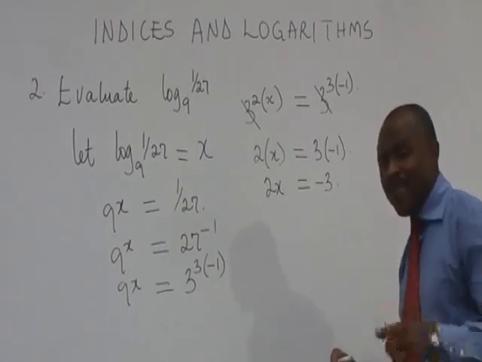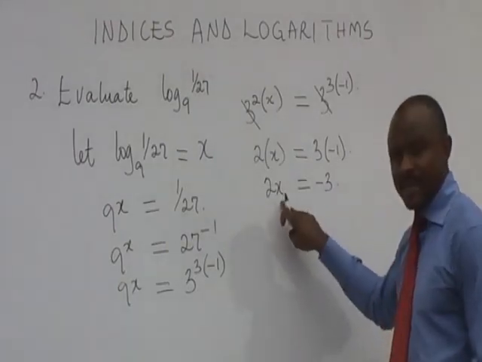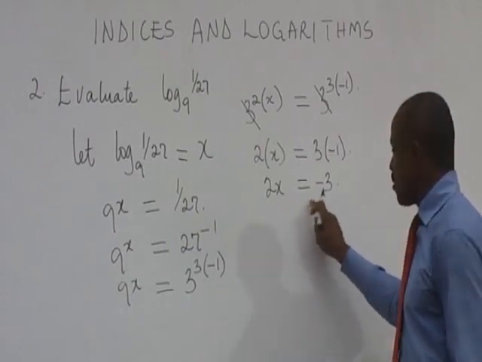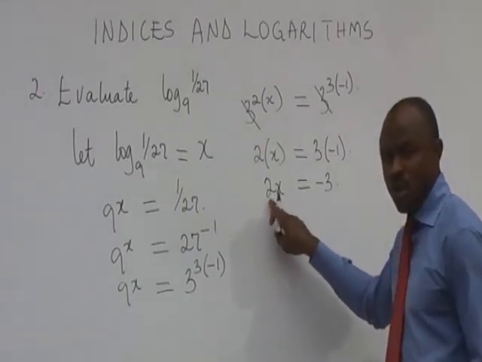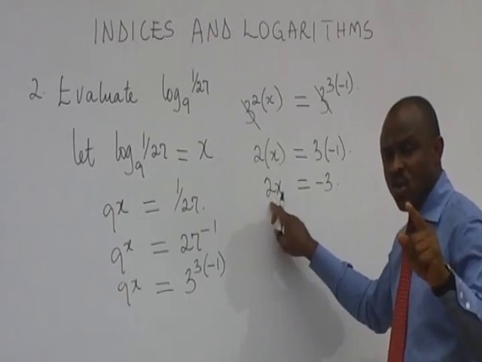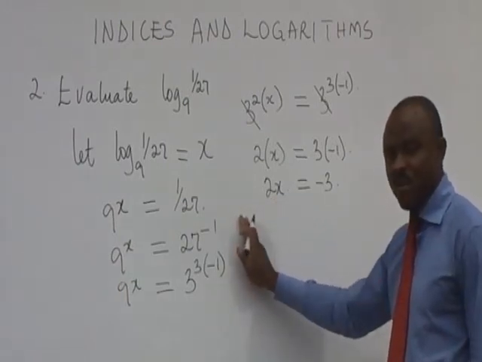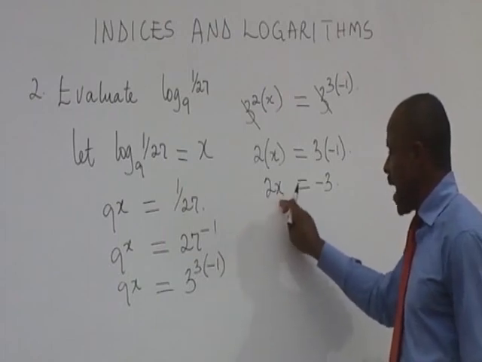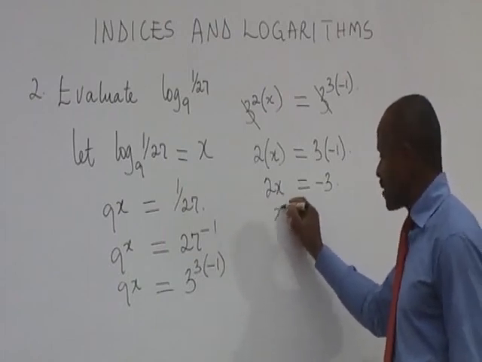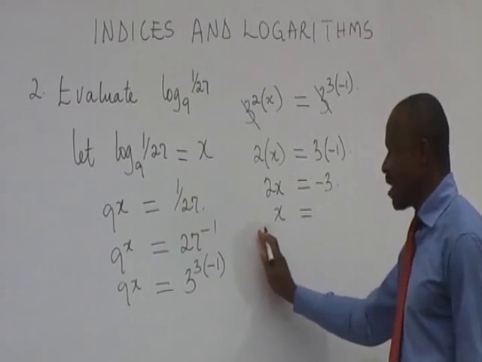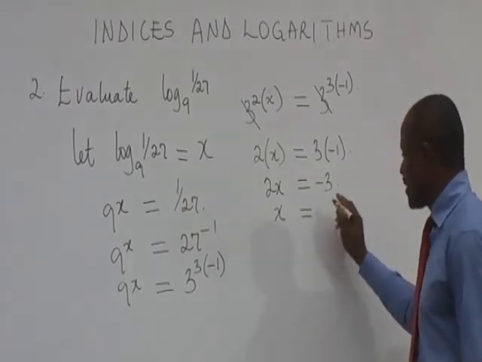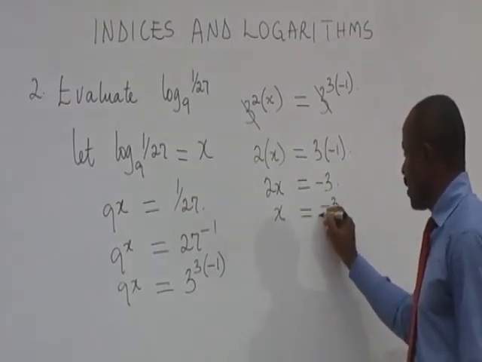Now you are finding x. You are going to divide both sides of the equation by 2, so as to eliminate 2 from the coefficient of x in the left-hand side of the equation. If you divide 2x by 2, you'll be left with x in the left-hand side of the equation. In the right-hand side, you have minus 3 divided by 2.